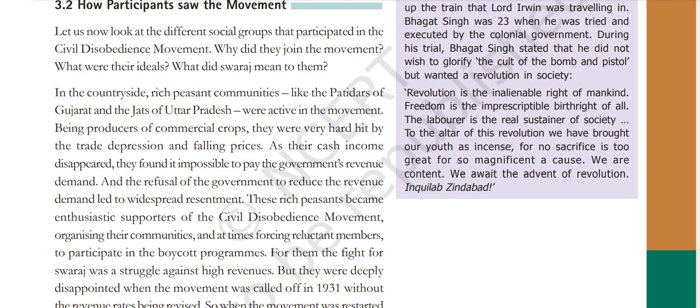In the countryside, rich peasant communities like the Patidars of Gujarat and the Jats of Uttar Pradesh were active in the movement. Being producers of commercial crops, they were very hard hit by the trade depression and falling prices. As their cash income disappeared, they found it impossible to pay the government's revenue demand, and the refusal of the government to reduce the revenue demand led to widespread resentment. These rich peasants became enthusiastic supporters of the civil disobedience movement, organizing their communities and at times forcing reluctant members to participate in the boycott programs.